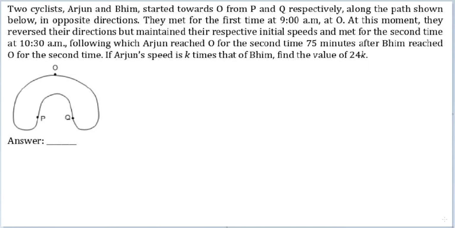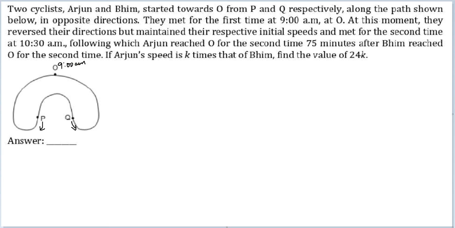Let's look at this question. Two cyclists, Arjun and Bhim, started towards O from P and Q respectively along the path shown below in opposite directions. Somebody started from P, somebody started from Q. This guy went this way, this guy went this way. They met for the first time at 9 a.m. at O. So they met here at 9 a.m.